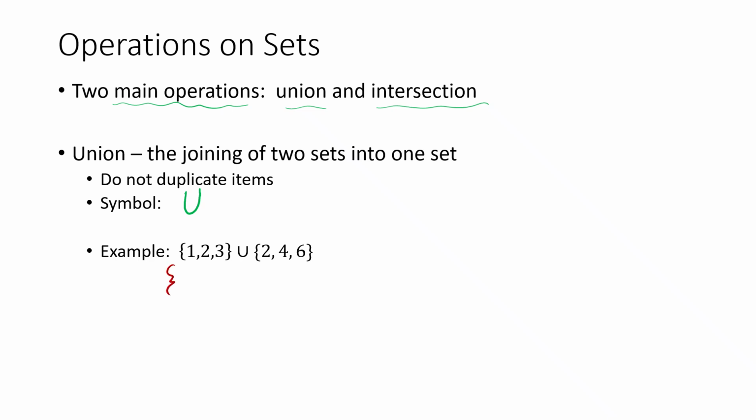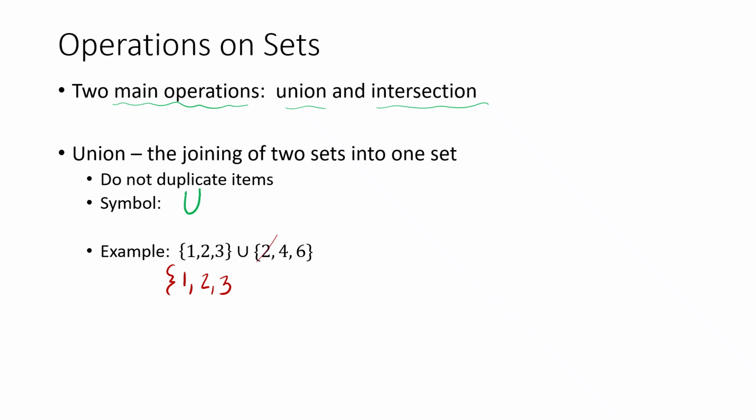So I'm going to open up my set and I'm going to do 1, 2, 3. Now I'm going to come over here and add this other set to it. Now, notice that the number 2 is in both sets. This is what I mean by don't duplicate. If your name appears on 2 class lists, there's only one of you. So you only get listed in the set once.